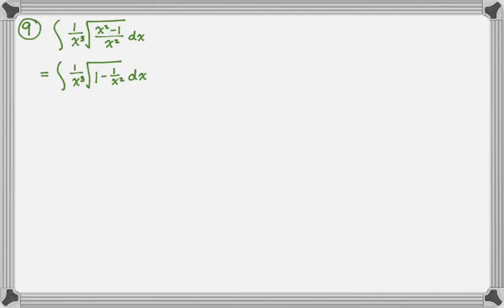Because the derivative of 1 over x squared, so that's x squared to the negative second, is negative 2x to the negative 3, which has an x to the negative 3 in it, which is really good because that's actually sitting there in front of the radical. So we'll make u equal 1 minus 1 over x squared.